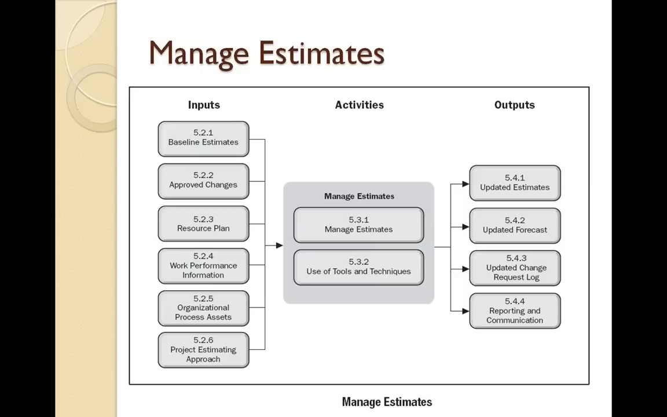We will have a resource plan, so if resources are getting added or reduced, or if they have vacation plans, or are not available, or leave the project, then our estimates are also going to get impacted. So we need to have that information as well. We will have our work performance information, our organization process assets, and our project estimation approach. We will use that for managing the estimate. So we will periodically track how we are going against our estimates, our plan versus actual, and keep revising our estimates. The outcome of this is the updated estimates, updated forecasts, and an updated change request log, and reports that will be communicated to everyone.